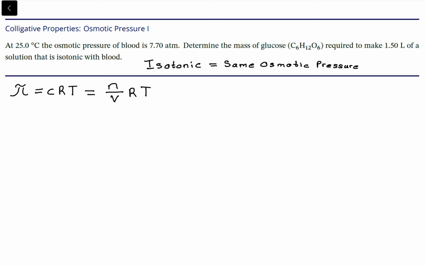So we can just quickly solve this for the number of moles, and specifically in this case, it's the number of moles of glucose. So number of moles of glucose equals pressure times volume over RT, and we just substitute in the values. This is 7.70 atmosphere times 1.5 liter.